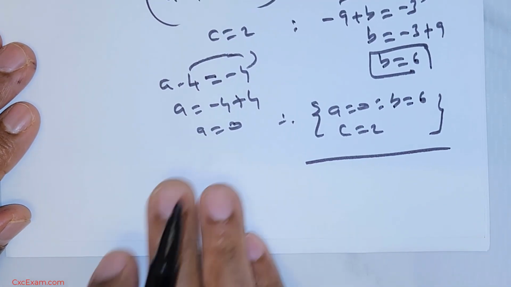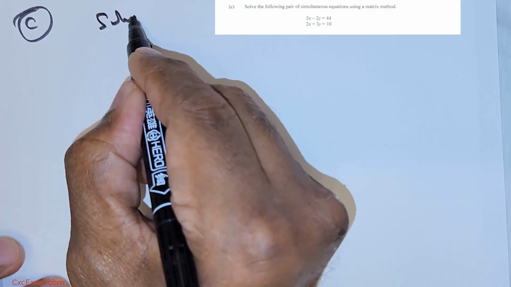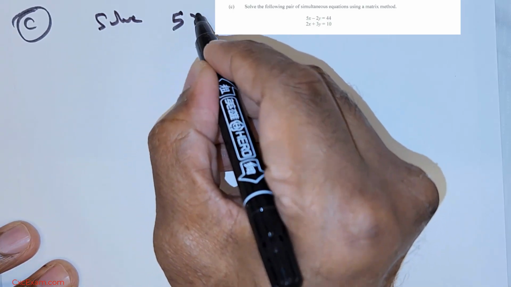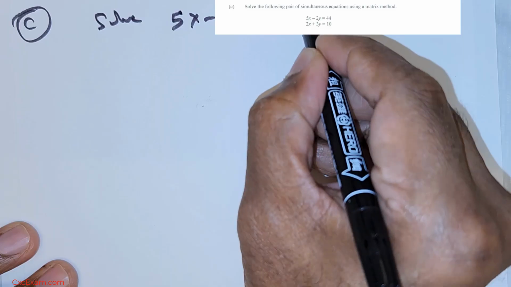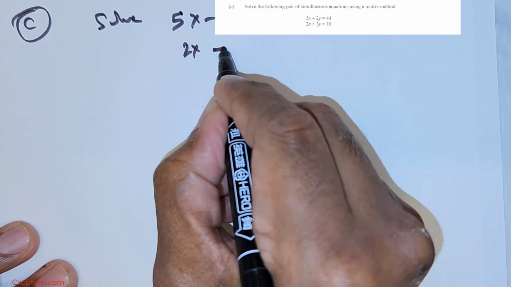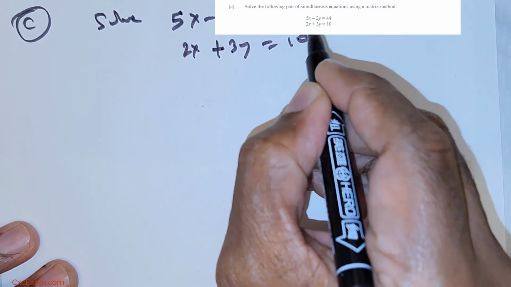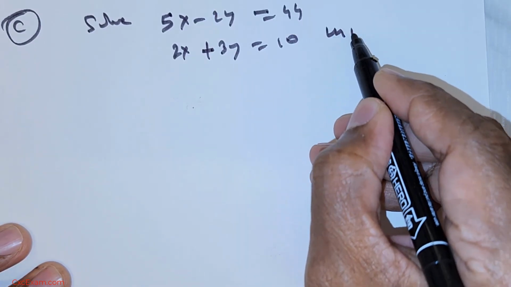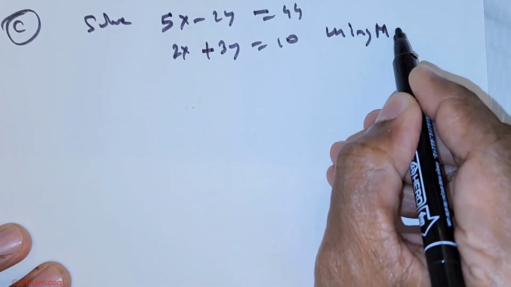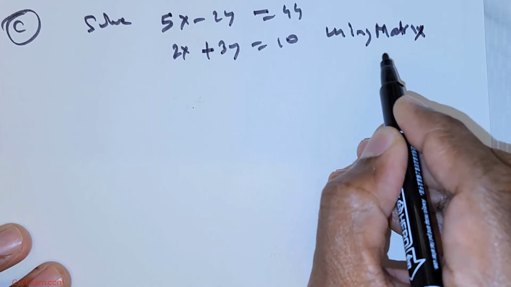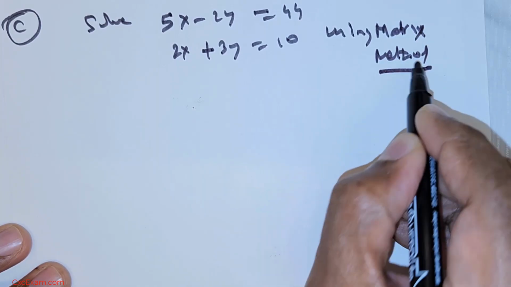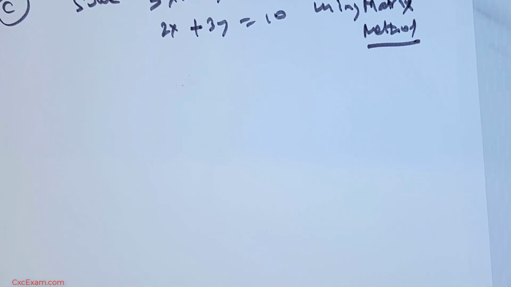values, right? Okay, this is the next question. We are asked to solve 5x - 2y = 44, 2x + 3y = 10 using matrix method. You will have to apply matrix method, otherwise your solution is not considered at all.